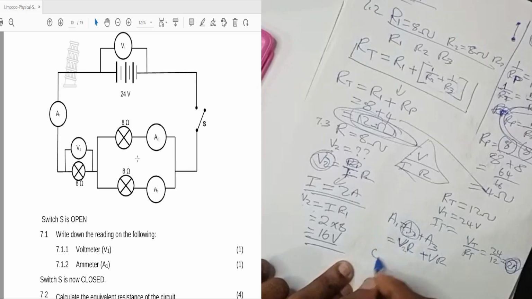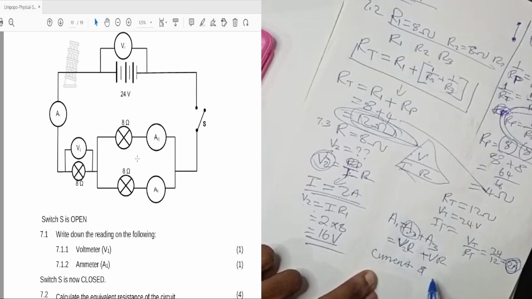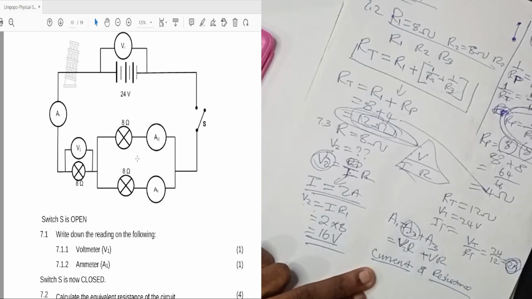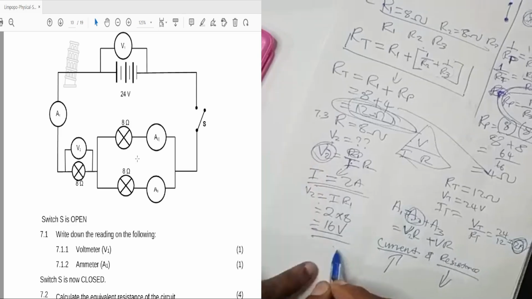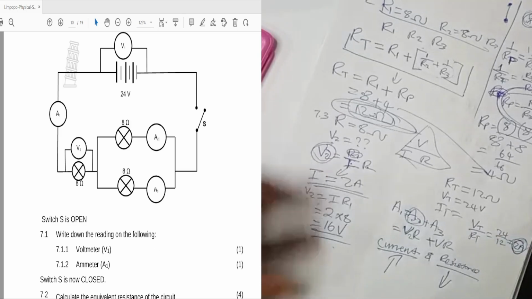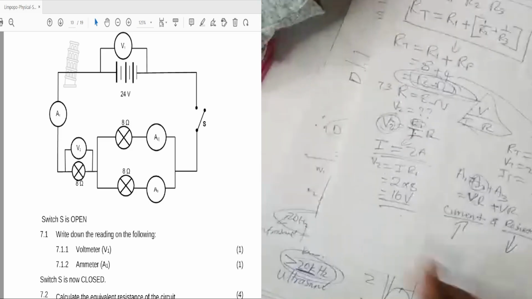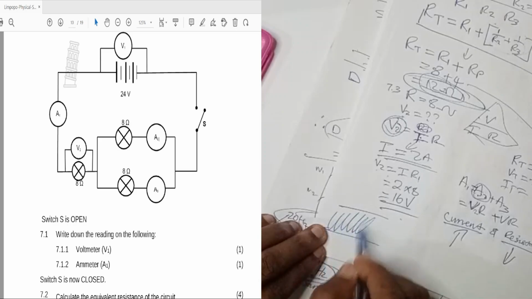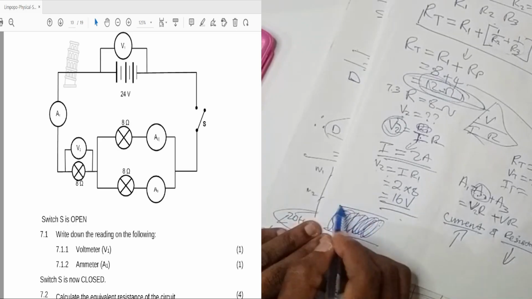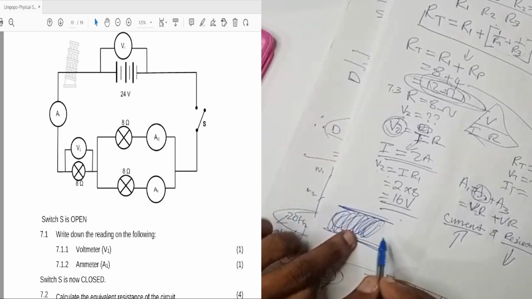Current and resistance have a relationship. The relationship is inversely proportional. You increase current, it means you decrease resistance. How? Let me explain this. Look at a pipe of water. We have a tap of water, and it's this big. The water which flows, we call that current. And the size of the pipe, we call it resistance.